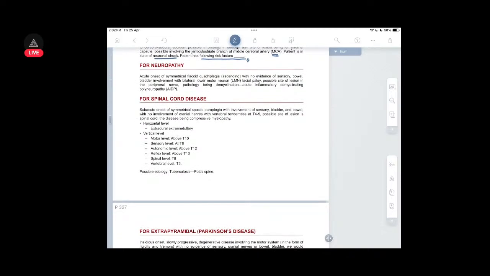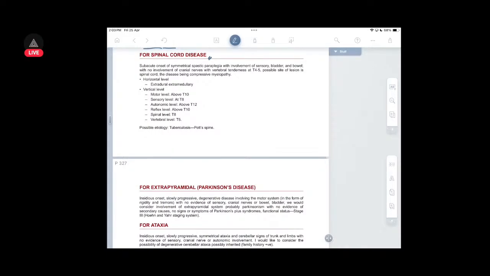And for cases of neuropathy: acute onset, symmetrical flaccid quadriplegia, no evidence of sensory or bowel or bladder involvement, and with bilateral lower motor neuron facial palsy. Possible site is peripheral nerve. Demyelination, acute inflammatory demyelinating polyneuropathy.